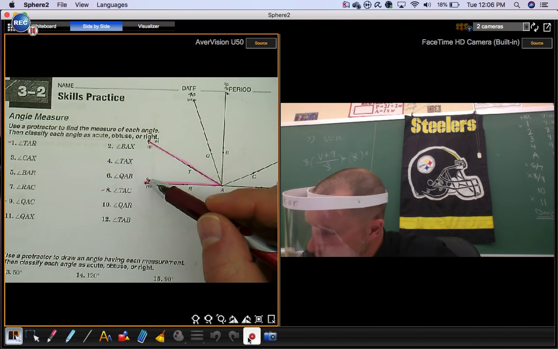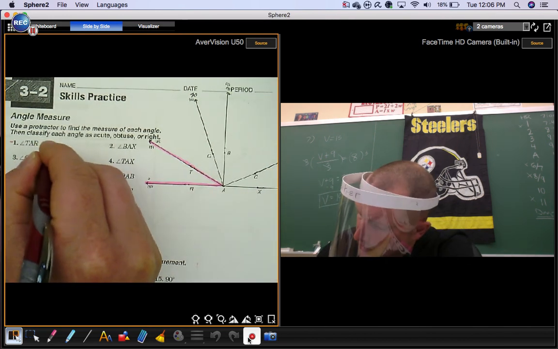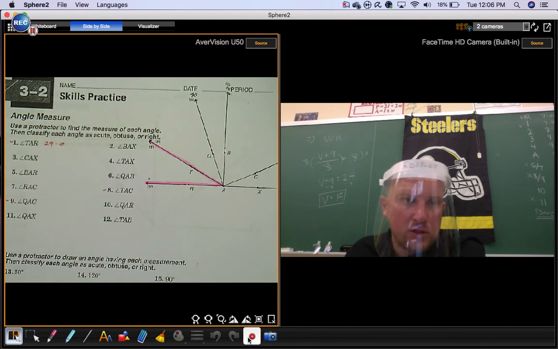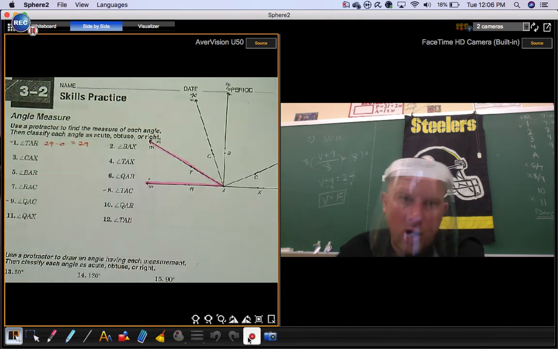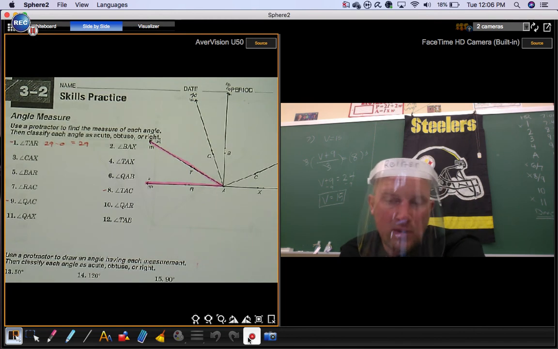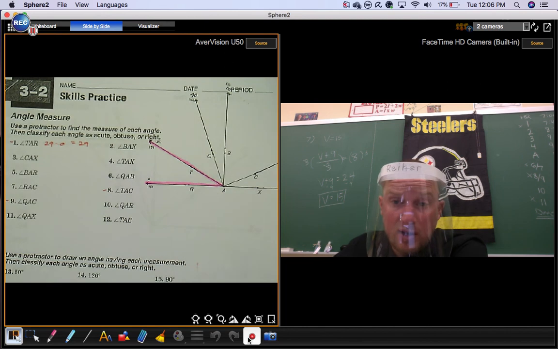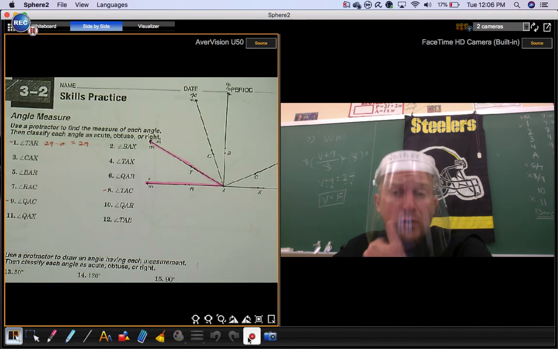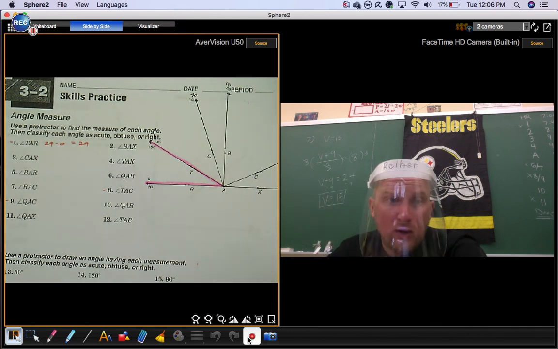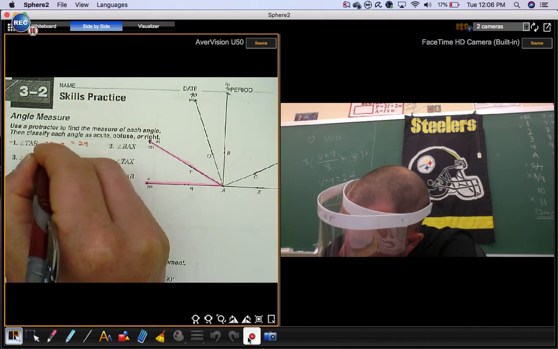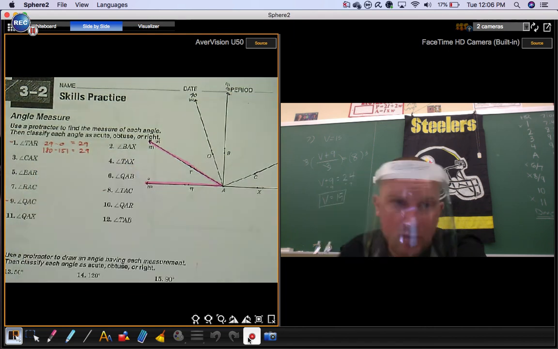Well, if I used both top numbers, I would have 29 and 0. You just subtract those. And that makes it really easy. When you have the opportunity to use a 0, it makes your subtraction really easy. 29 minus 0 is 29. So that's the measure of that angle. Now, what if you would have used the bottom numbers? What is 180 minus 151? It gives you the same 29.